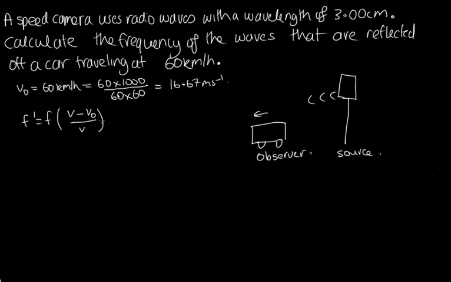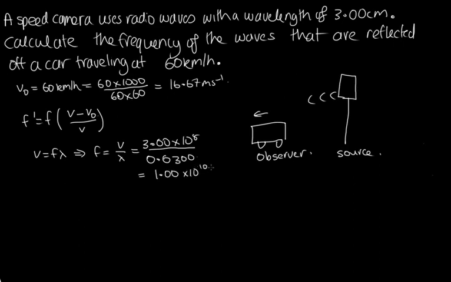Now, what we're going to need to know is what's the frequency produced by the source. We're told that the wavelength is 3 centimeters, and so we're going to need to use v equals f lambda, and so f is equal to v over lambda. Now, these are radio waves, so they have a speed of 3.00 times 10 to the 8 meters per second. That's the speed of light, divided by 0.0300. So this is equal to 1.00 times 10 to the 10 hertz. So this is the wave which is detected at the car.